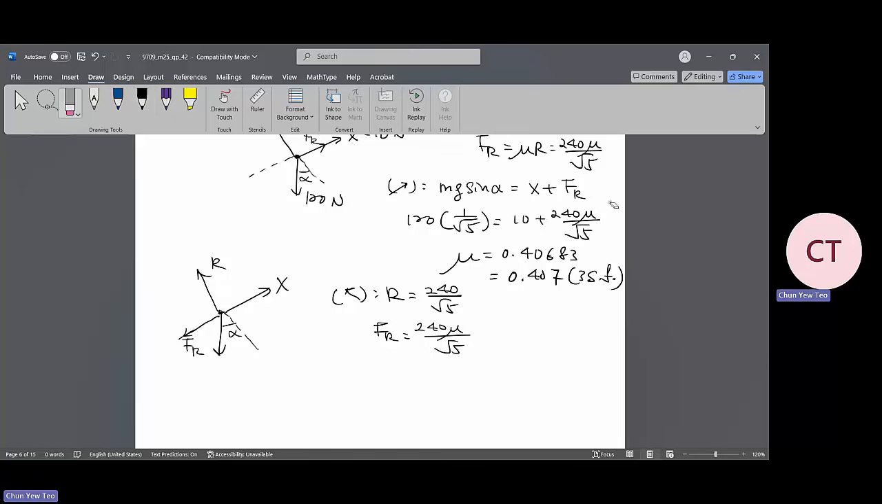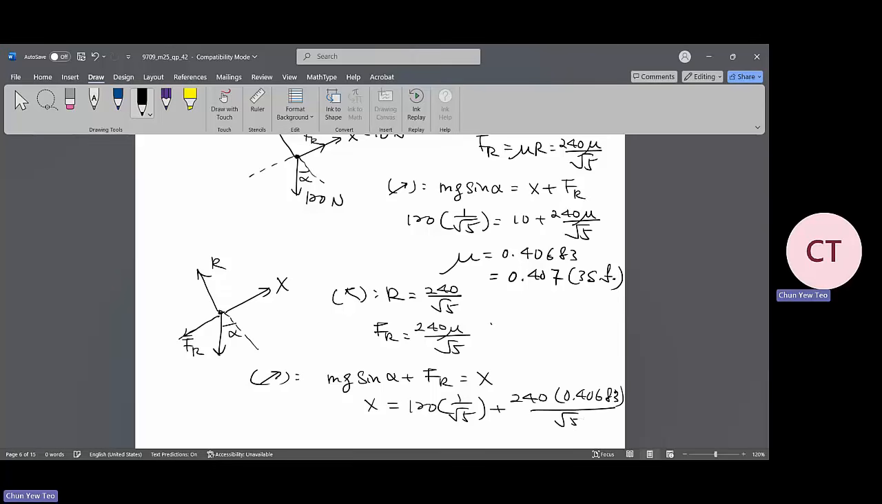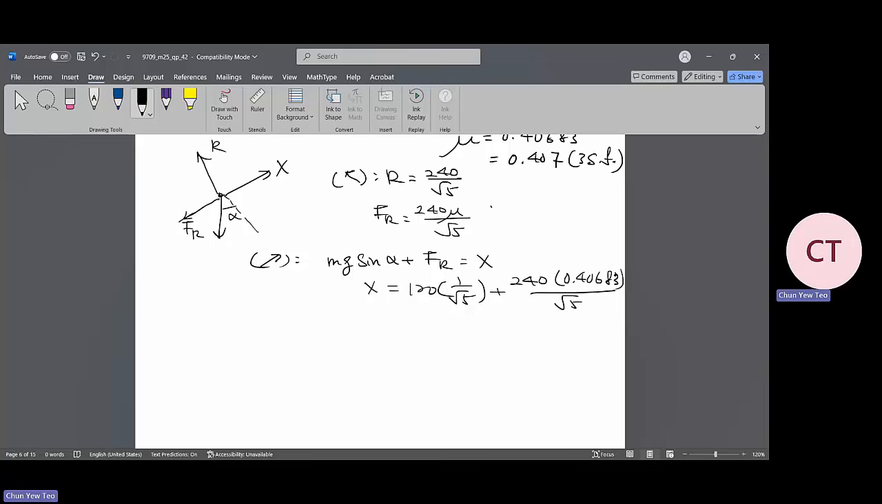So maybe we can replace the mu inside here, but I think I'll do it later. Okay. So if I resolve the forces this way, I will have mg sine alpha plus the FR is equal to x. So your x will be equal to 120 sine alpha plus 240 mu, 0.40683, divided by 35. So just press the calculator carefully. You'll get the answer of x as 97.3 Newton.